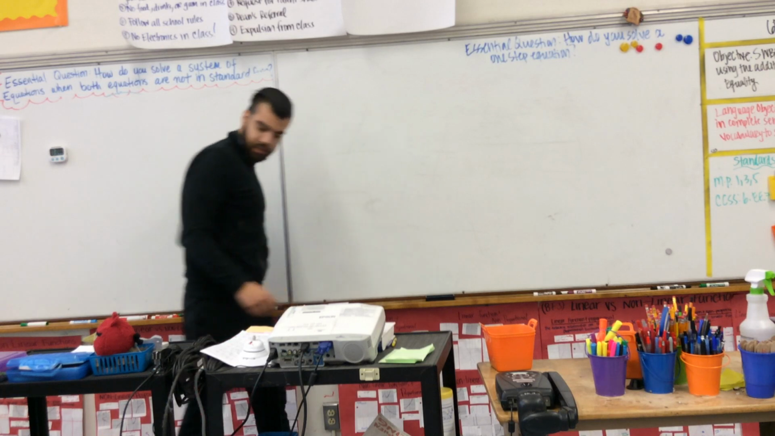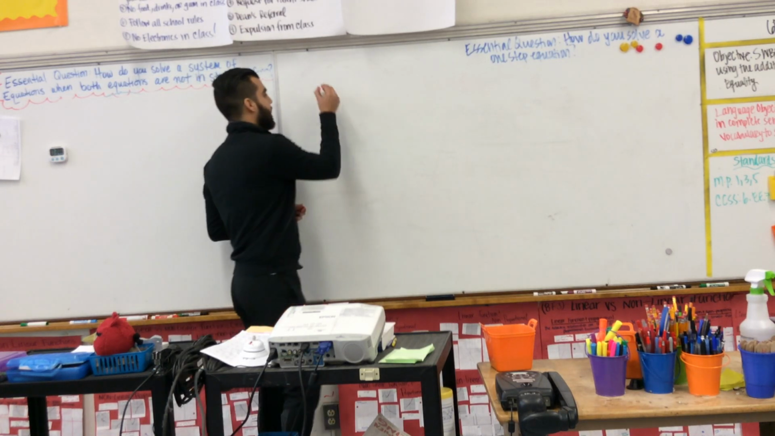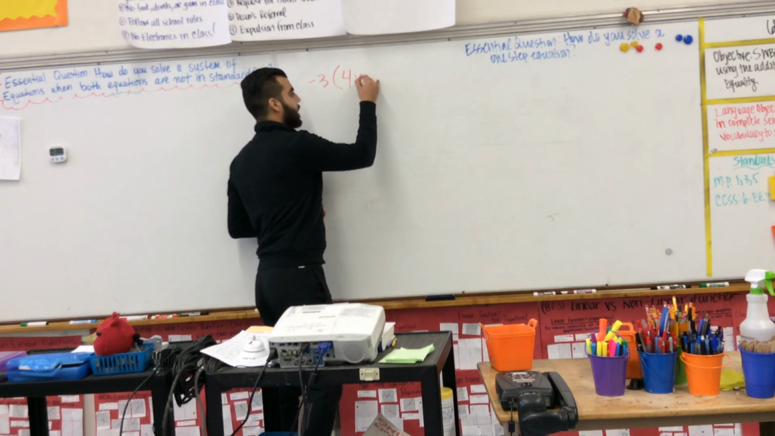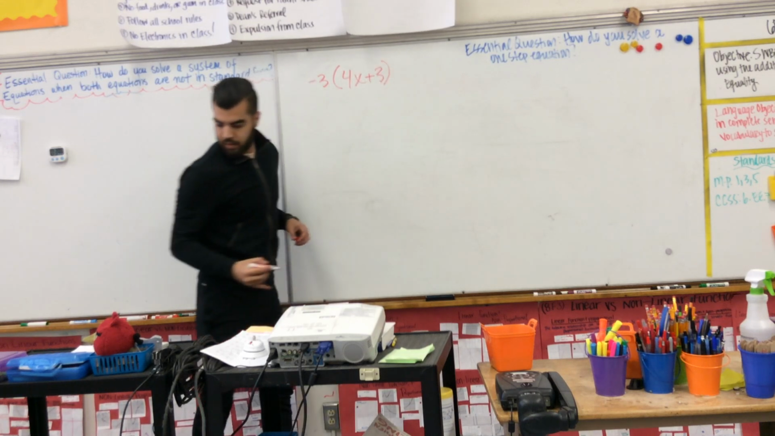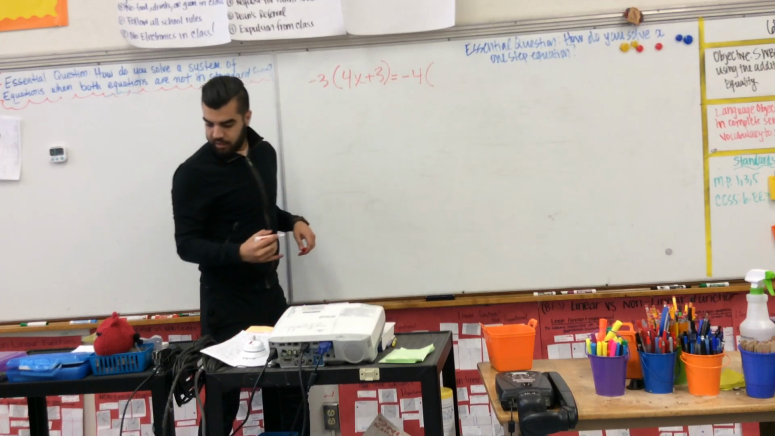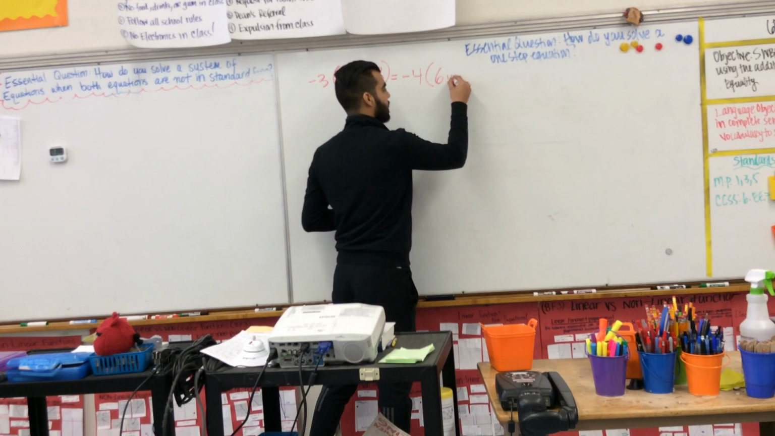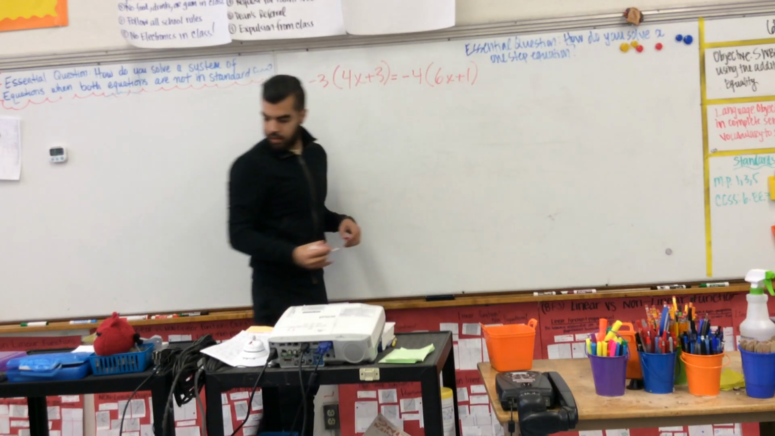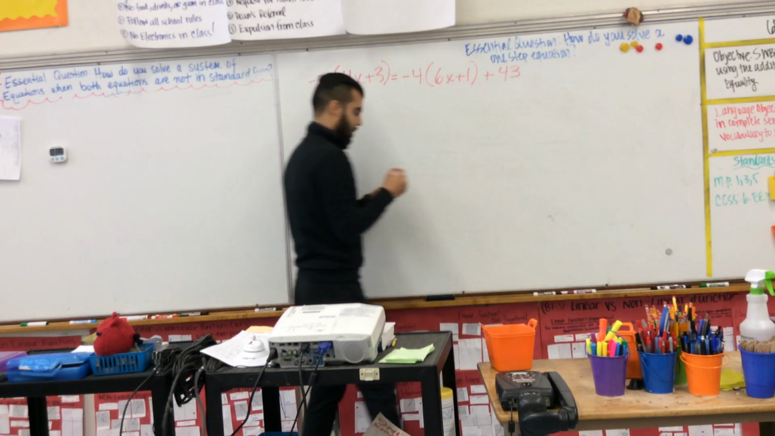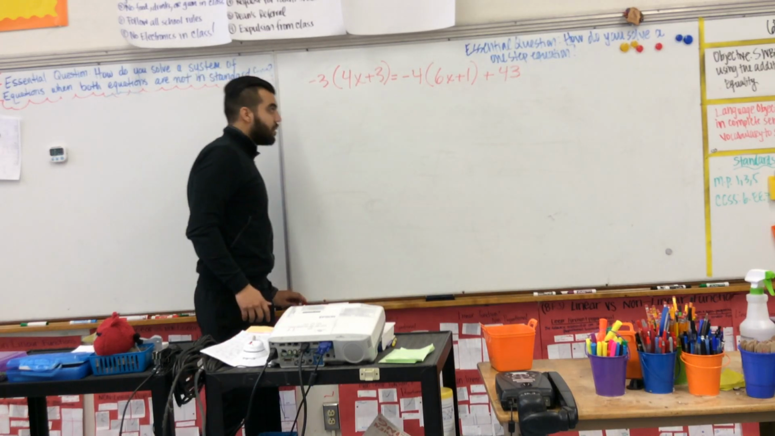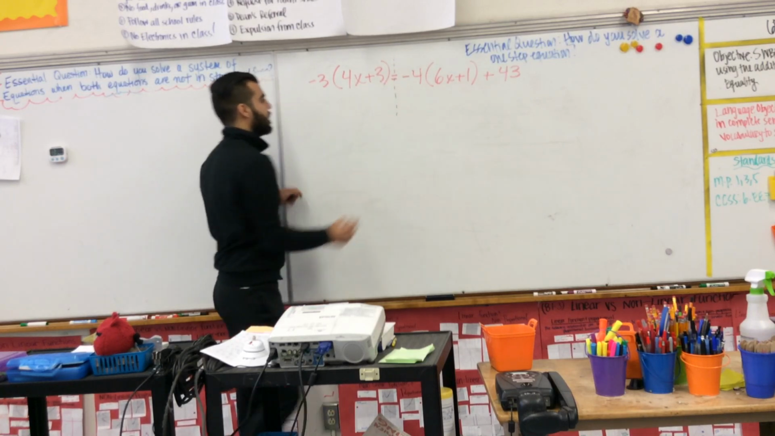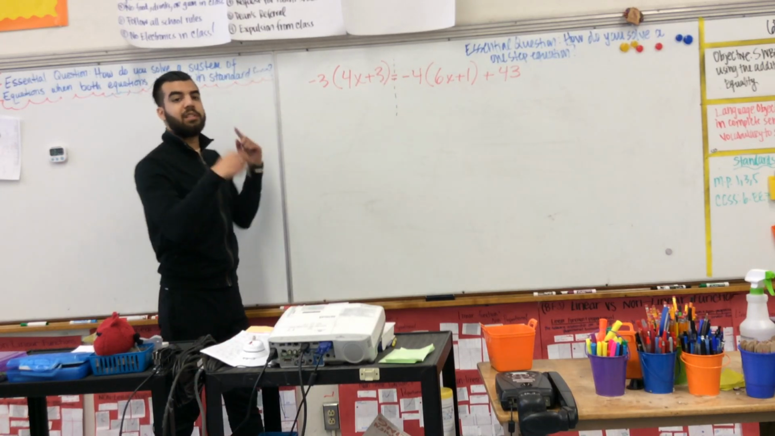Okay. The third one is we have negative 3 times 4x plus 3 equals negative 4 times 6x plus 1 plus 43. So we have a lot of terms on this one. But again, it's the same steps. Draw the barrier. I need to get rid of the parentheses, so I'm going to distribute.